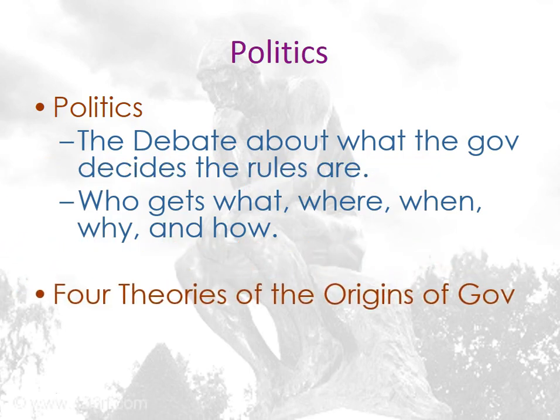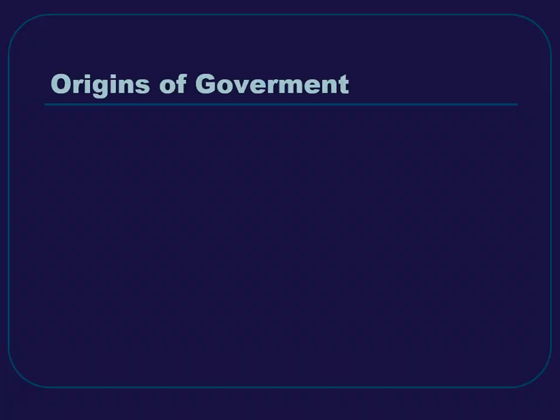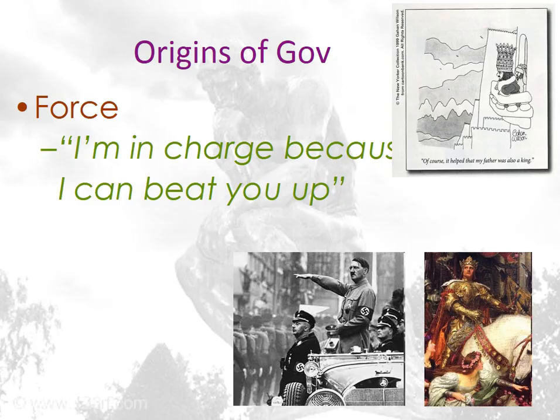And if we want to go to even more of a basic group, there are basically four ways to answer these questions. Four theories on how governments came to be, in order to tell us the who gets what, where, when, why, and how. If we go through them, we can look at the origins of government. The first way that government supposedly came to be was through force.